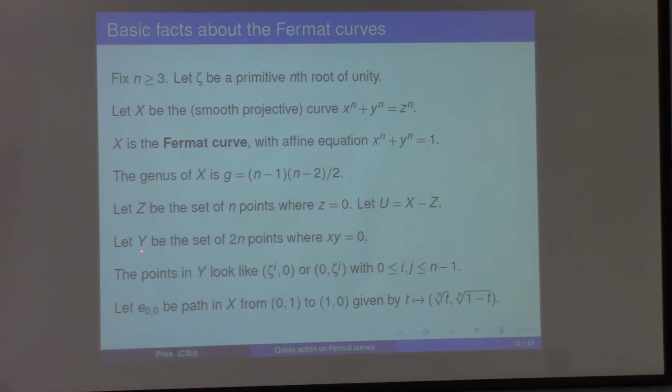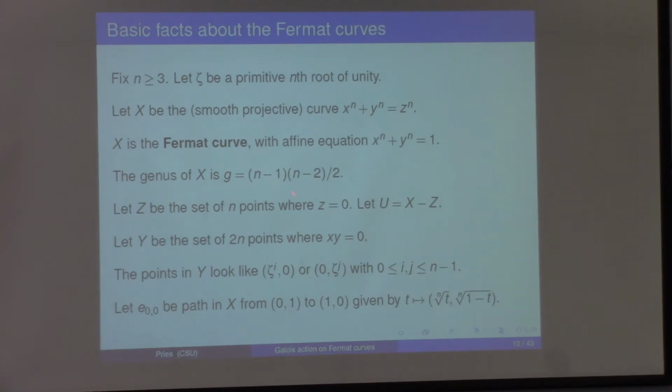You could also look at the points, capital Y, where either x or y equals 0. And so what do these points in Y look like? They look like x being an nth root of unity to some power and y being 0, or x being 0 and y an nth root of unity to some power. And so there are 2n points like that.